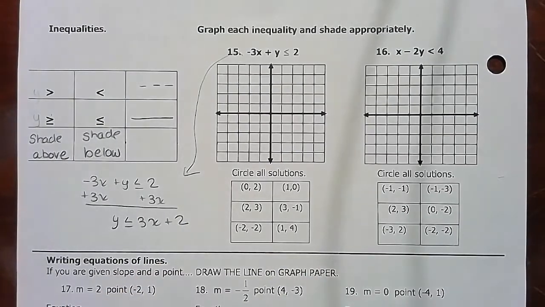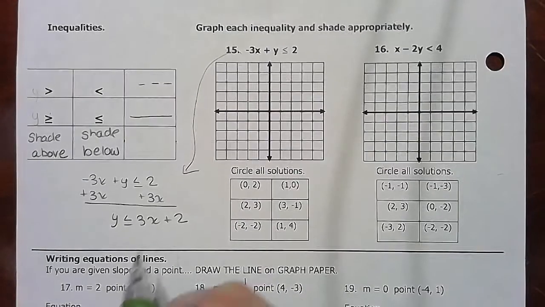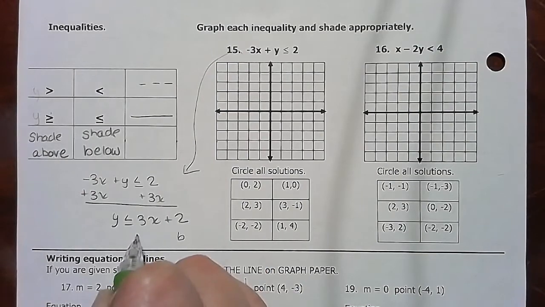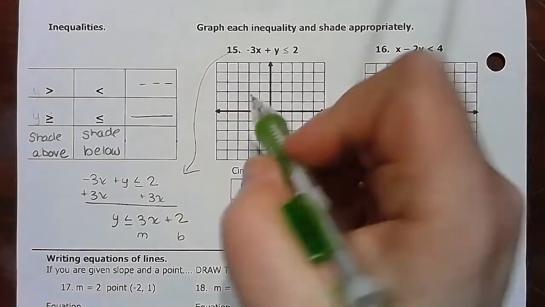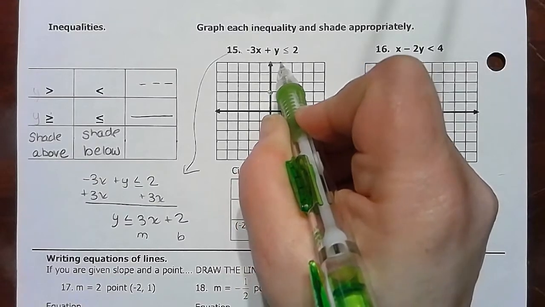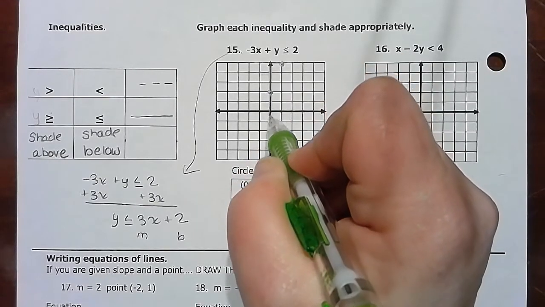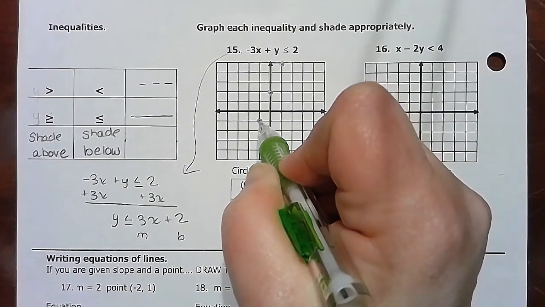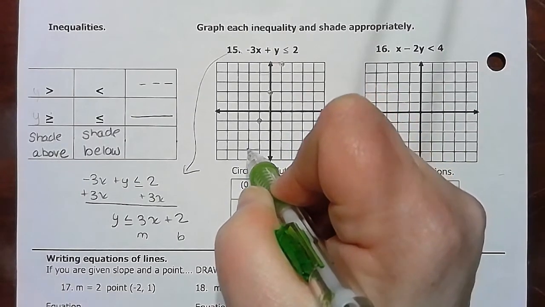Now, I'm not going over calculator tricks here, but remember there's an apps button on your calculator, and you can press the inequalities app. If you need help with that, you can go ahead and come see me. So my b is at 2, and my slope is 3. So I'm going to start at 2, and I'm going to go up 3 over 1, and I'm going to go down 3 over 1 just to get some more points from my line, okay?